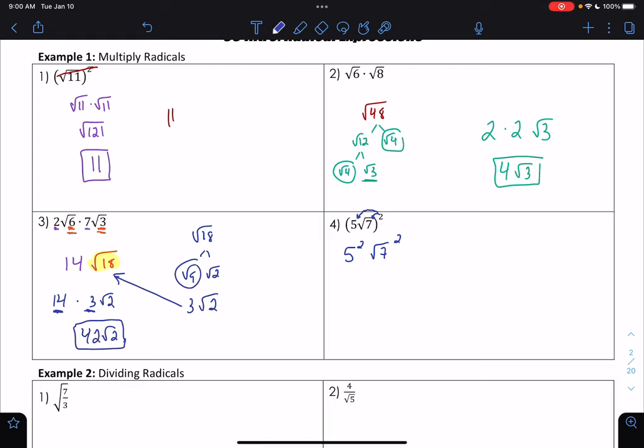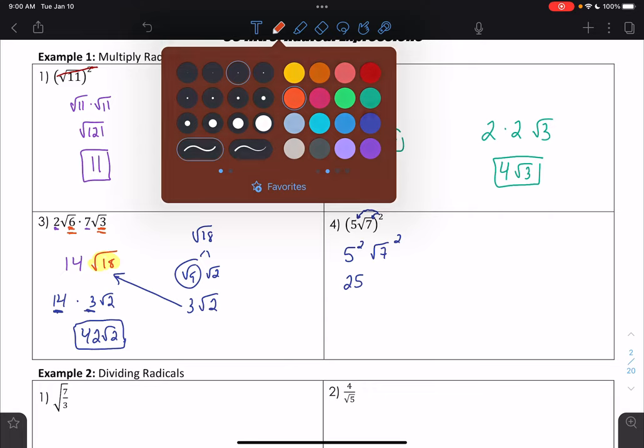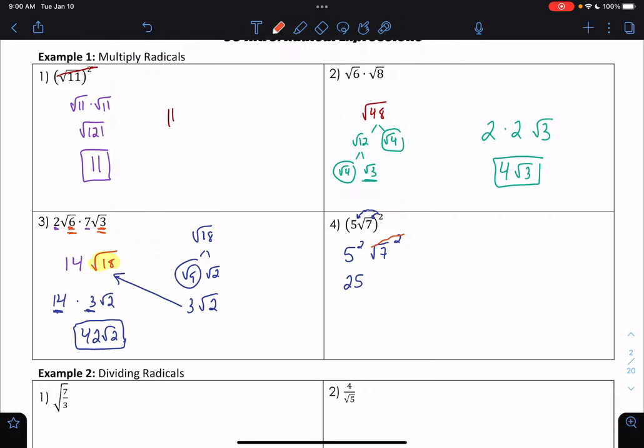Well, 5 squared is 25. And the square root of 7 squared is going to cancel out and leave me with just 7. So 25 times 7 is 175. You see how that's a lot different than just 5 times 7, which is 35. Those are not the same. Your parentheses matter.